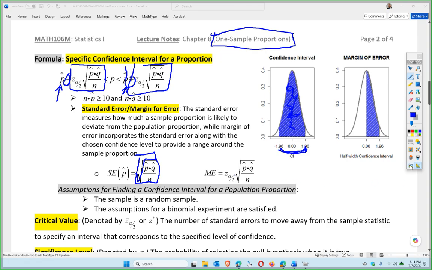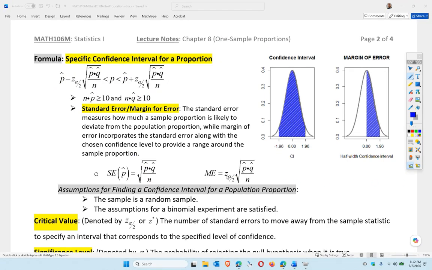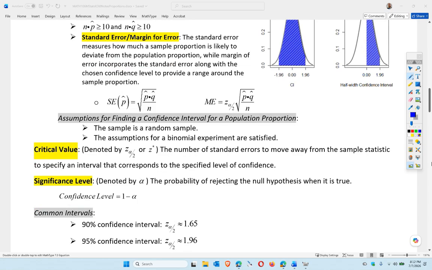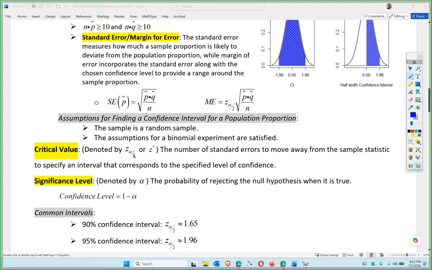Okay, so the z value, you notice it's z alpha divided by 2. What is that? Well, that is known as the critical value. So it's either z alpha divided by 2 or it's z asterisk. Z asterisk is the old way of doing it back in the typewriter era. This is the more modern way of doing it, essentially. The significance level and the critical value are related, essentially.